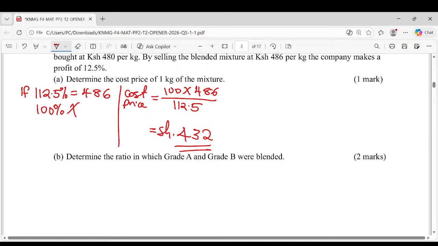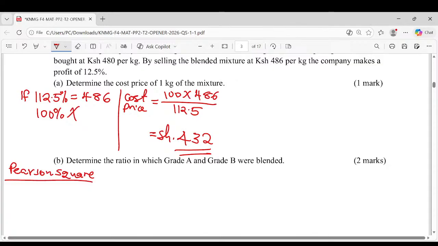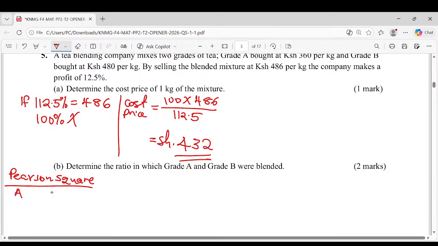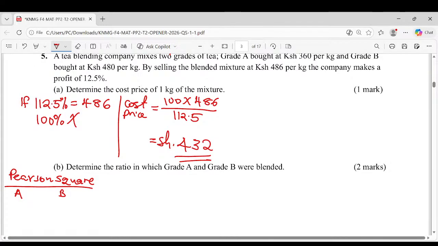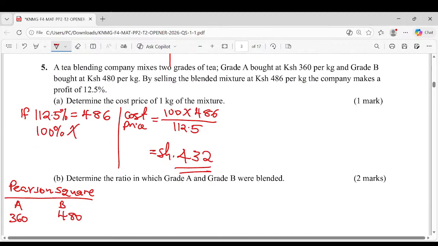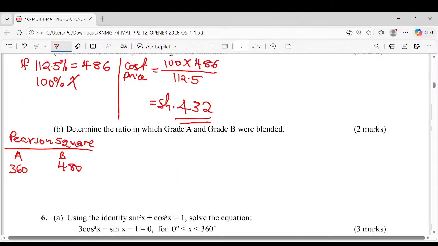I am going to use the first method, which is called the Pearson square method. With the Pearson square method, this is how I'm going to have it. Remember, I had A and B here. A was being bought at 360, B was being bought at 480, and the mixture got sold at 432.